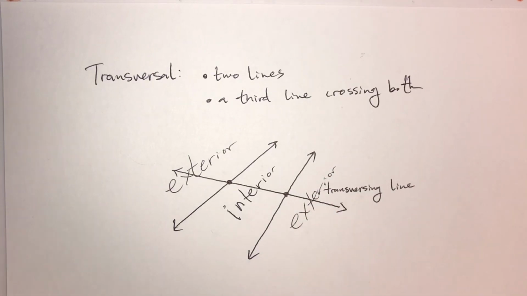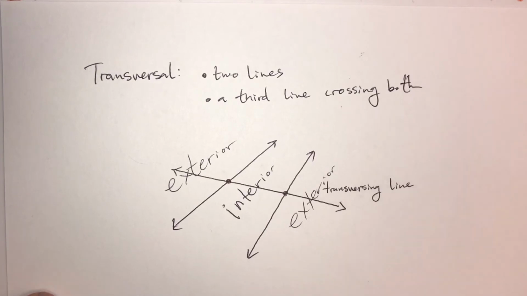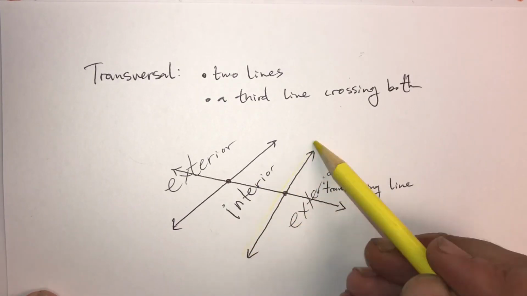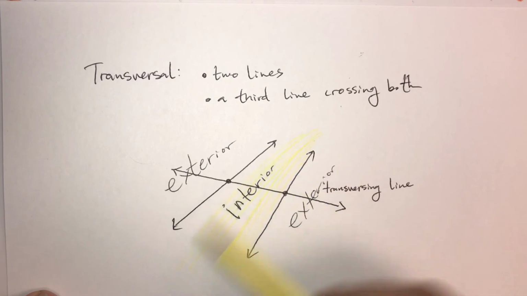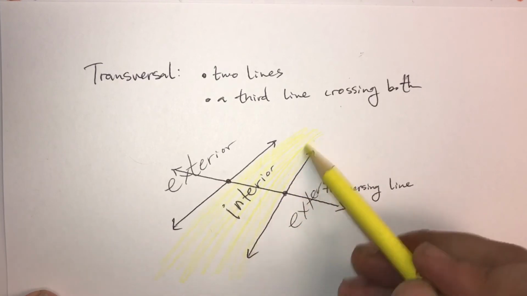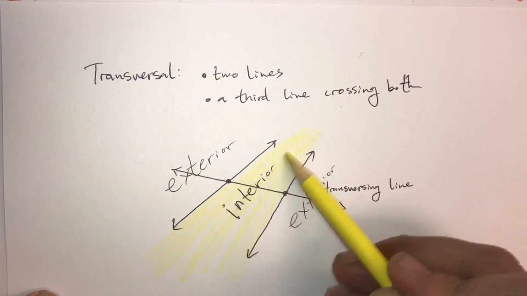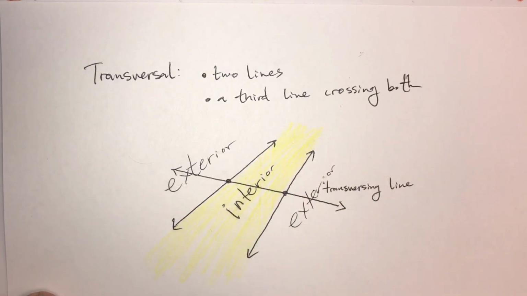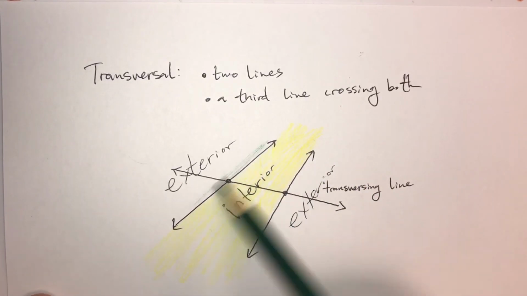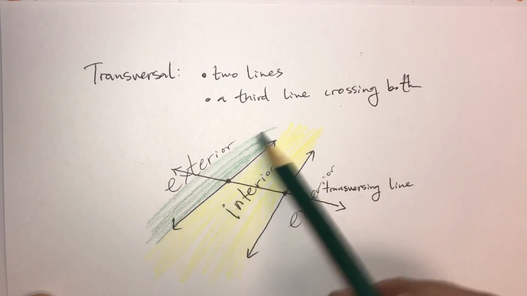There's something about transversals that just make me see like train tracks going off into the distance.